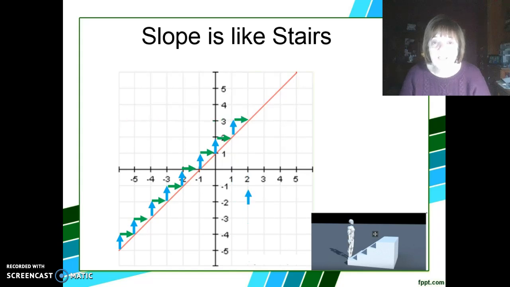Slope is not a location on the line. Slope is how we get from one point to another on the line. So you see how that goes up.